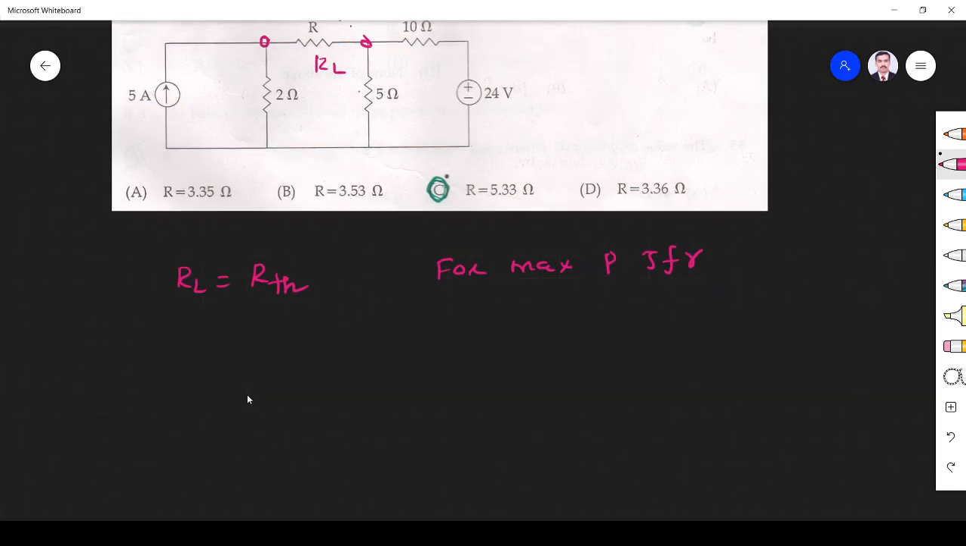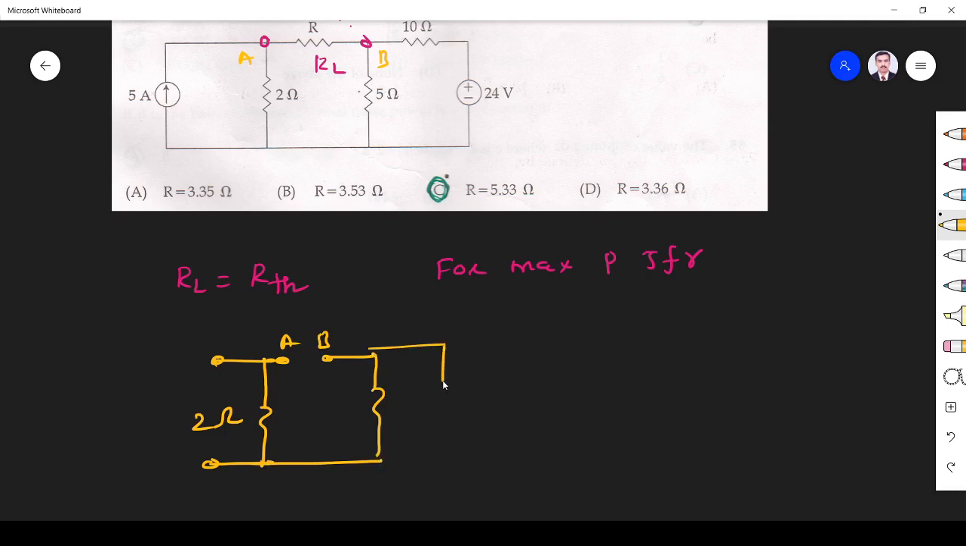For R Thevenin, what we have to do? We have to open the current source and short the voltage source. Let me draw the diagram. Open it means only 2 ohm remains here, and we have to remove the load also. So it will be like this. Let us assume this point is A and this point is B. So I can select this AB and these two.